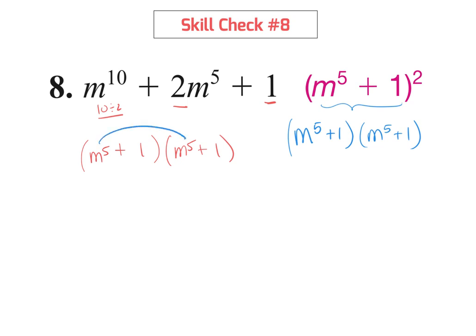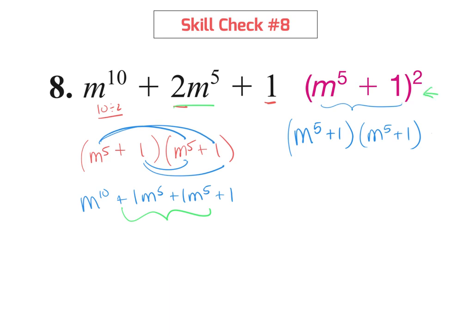So if I say m to the 5th times n to the 5th, when I multiply like bases, what do I do with those exponents? You add them. So this becomes m to the 10th, 1 times m to the 5th, 1 times m to the 5th, and 1 times 1. And so you can see that even if I FOIL it, I'm going to get the same thing that I started with. This is just another way to write that. Those are the same things. This is not factored. This is not a factored version of that. This is just another way to write it.